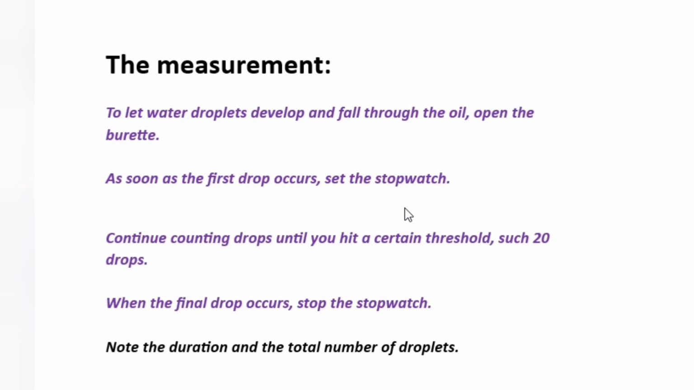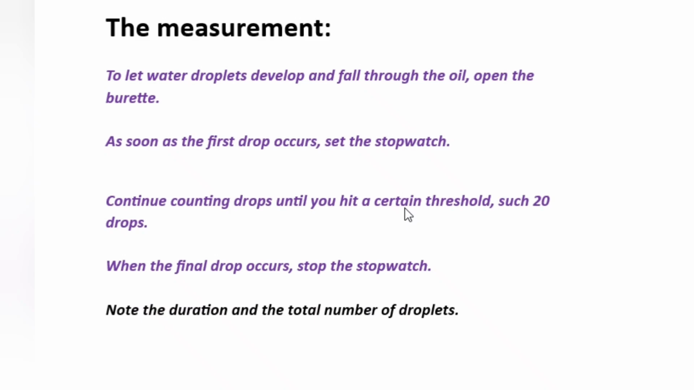So how are you going to take the measurement? Just as I've said, you let the water droplets develop and fall through the oil by opening the burette. And you must begin as soon as the first drop occurs. Set the stopwatch. Continue counting the drops until you hit a certain threshold, for example, 20 drops. But for this experiment, only allow 20 centimeters cube of water to pass from the burette. So when the 20th centimeters cube is obtained, stop the stopwatch.